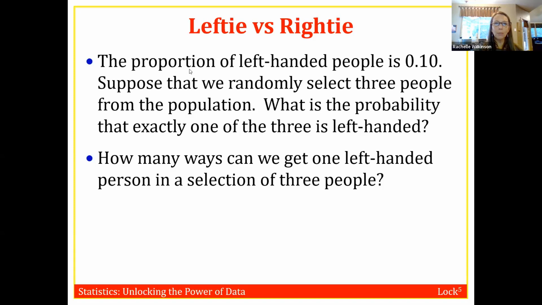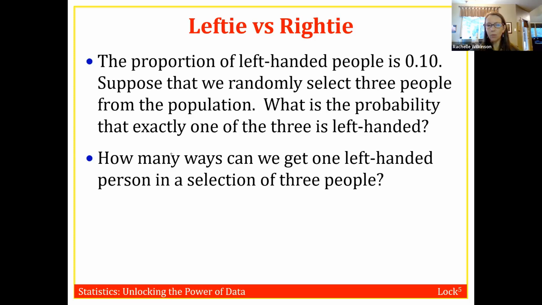So suppose that the proportion of left-handed people in the population is 0.10. And suppose we randomly select 3 people from the population. What's the probability that exactly 1 of the 3 people is left-handed? So to figure out this probability, the first thing we would need to do is figure out how many ways we can get 1 left-handed person in a selection of 3 people.